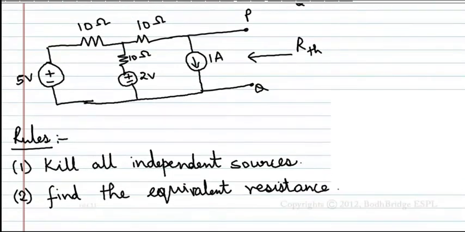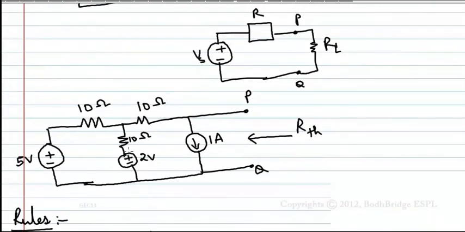Okay. First of all, killing means what? Voltage sources are to be short and current sources are to be open. Okay. Therefore, this is to be short. Means here this is to be shorted. And this is also a voltage source, therefore short this one. This is a current source, therefore open this one. Okay. Redrawing this circuit. How does it look? We'll see.